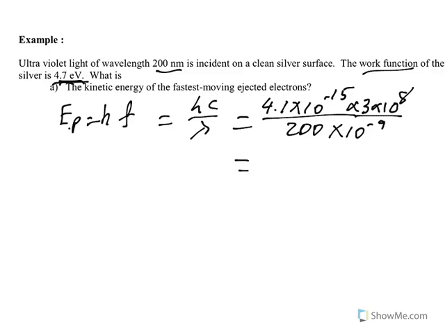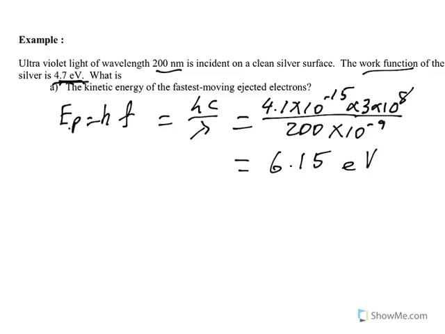Again, I'm doing this slightly differently than I did in the notes, but you get the same answer: 4.1 by 10 to the minus 15, times 3 by 10 to the 8, and divide all that by 200 by 10 to the minus 9, and you get 6.15 electron volts, because I used the electron volt version of Planck's constant. All right.